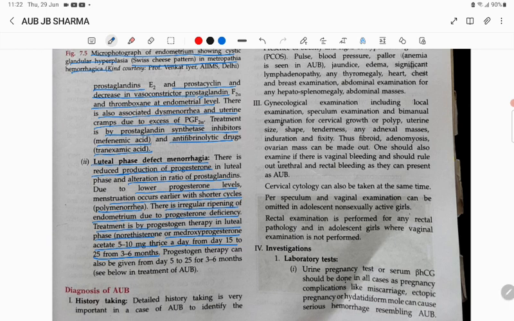The progesterone therapy can also be given from day 5 to day 25, for 3 to 6 months. It can be given from day 5 to day 25, or from day 15 to day 25, at 5 to 10 mg TDS.